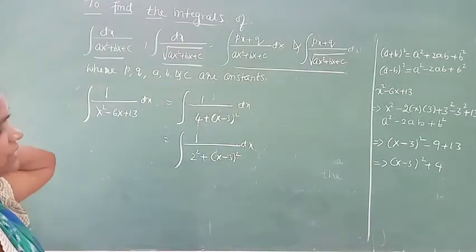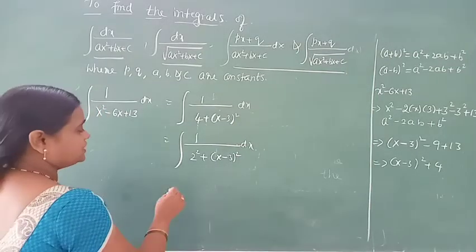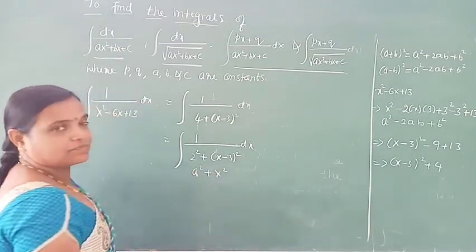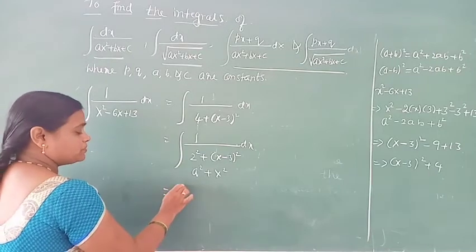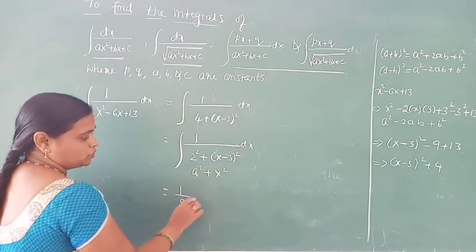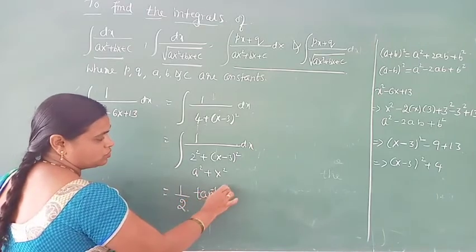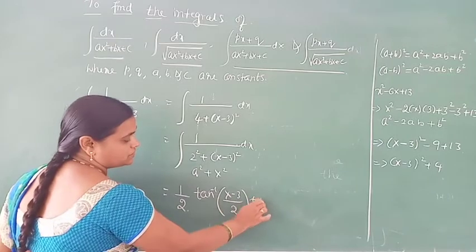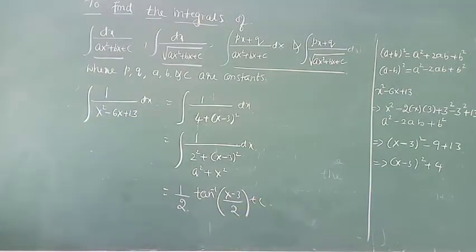Correct. Next, this is exactly in the form of a square plus x square. We have the formula: 1 divided by a square plus x square is 1 by a tan inverse x by a. Here 1 by a is 1 by 2, tan inverse of x minus 3 by 2, plus c. This is the example of how we can calculate.